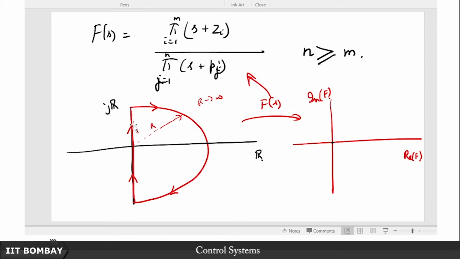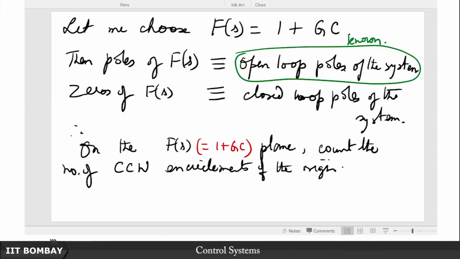Of course, we have very sophisticated computers these days to help us; in MATLAB we just type the command nyquist and it will give you the Nyquist diagram. So, if you believe me that this is doable, suppose you draw this on the F(s) plane. Then count the number of counterclockwise encirclements of the origin, say N, and as I told you, this N can be both positive and negative. If you end up counting a certain number of clockwise encirclements, then you just give it a negative sign.